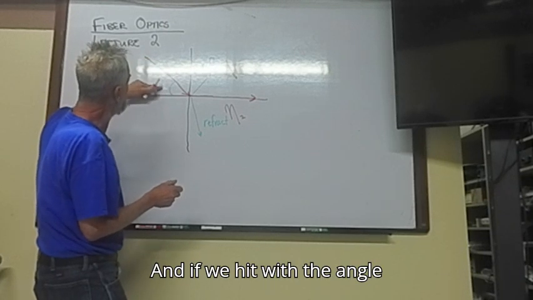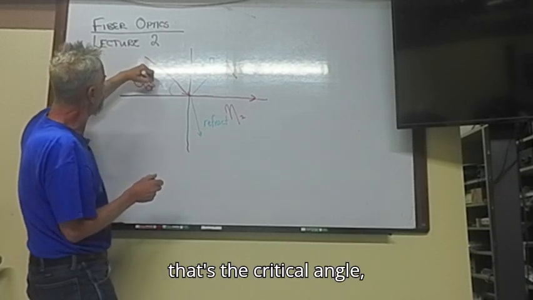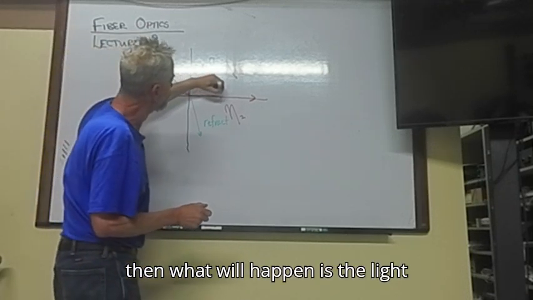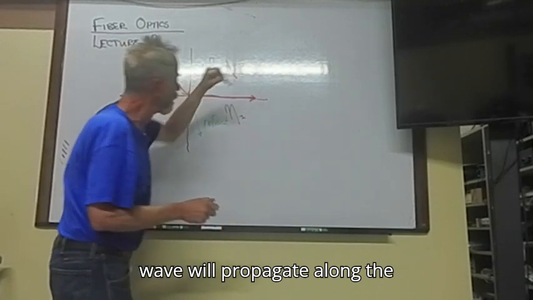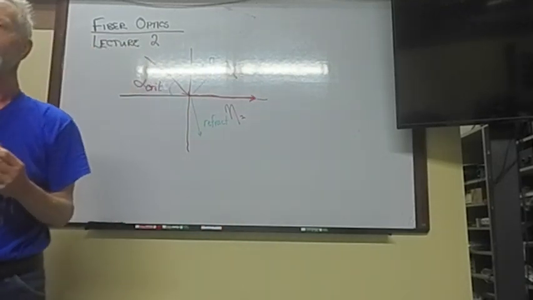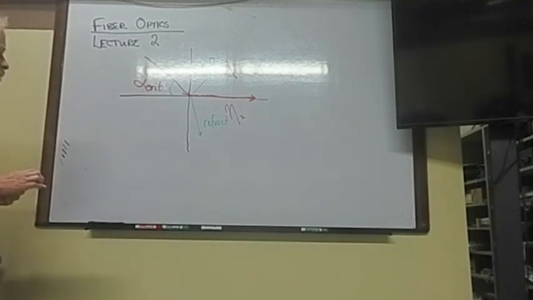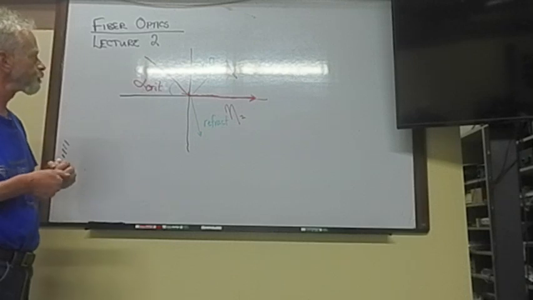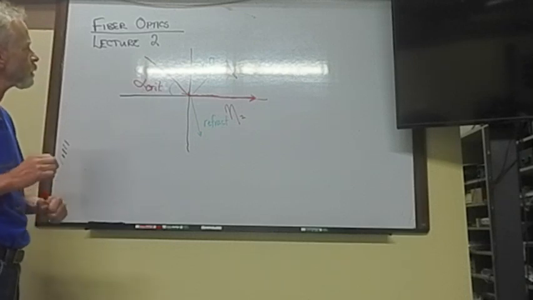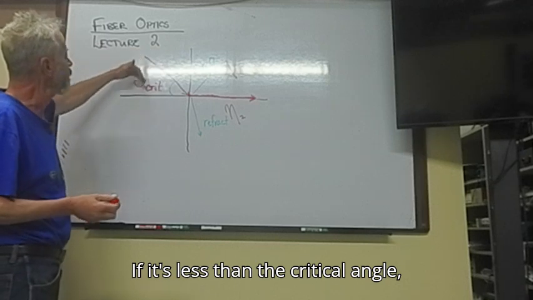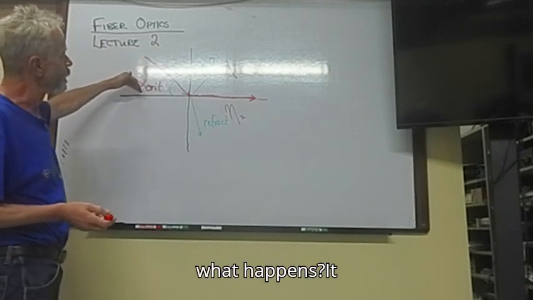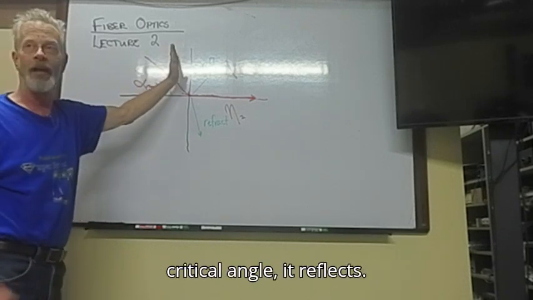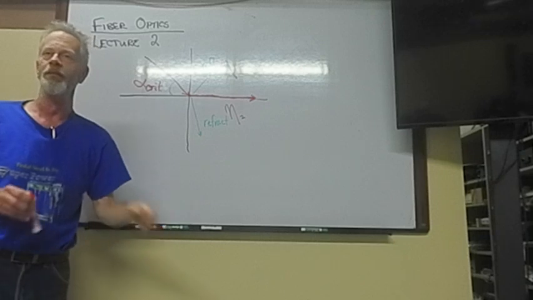And if we hit with the angle that's the critical angle, then what will happen is the light ray will propagate along the boundary. Okay, if it's less than the critical angle, what happens? It reflects. If it's greater than the critical angle, it refracts.